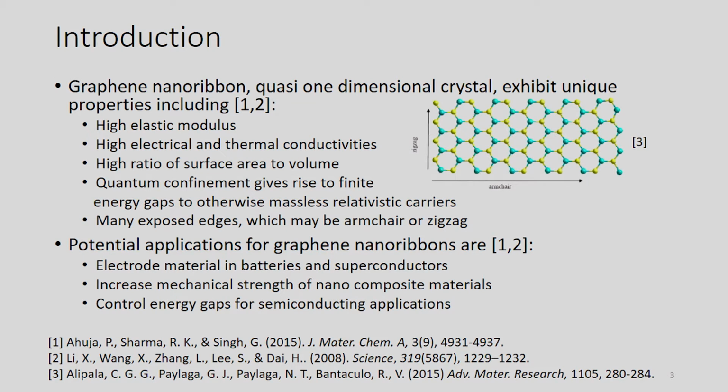Some potential applications for graphene nanoribbons are electrode material in batteries and superconductors due to its high electrical and thermal conductivities, increased mechanical strength for nanocomposite materials due to its high elastic modulus, and controlled energy gaps for semiconducting applications, as we can control the energy gap by altering the width of the graphene nanoribbons.